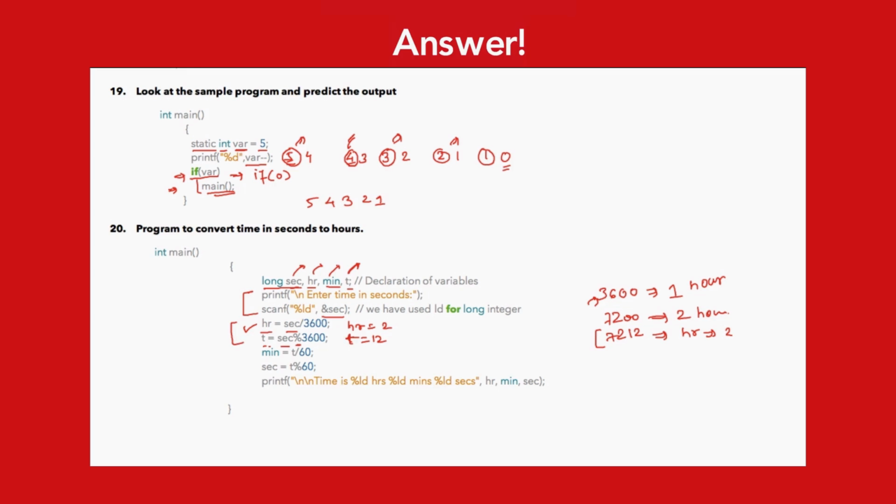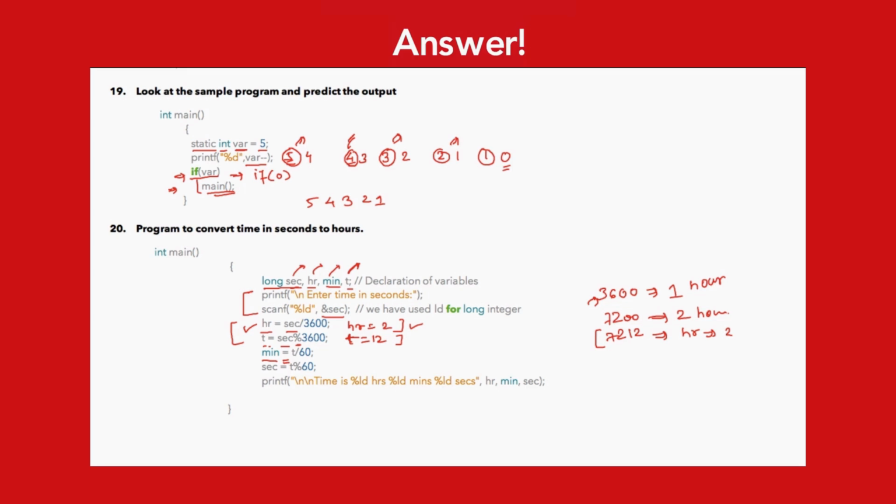Now what we are trying to achieve over here is, after we get the number of hours, we need to calculate minutes and seconds. So in variable t we are just storing the remaining seconds that we have after calculating the number of hours using seconds.